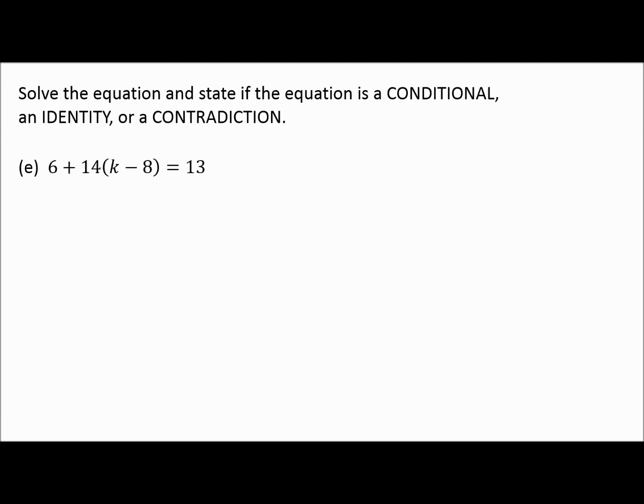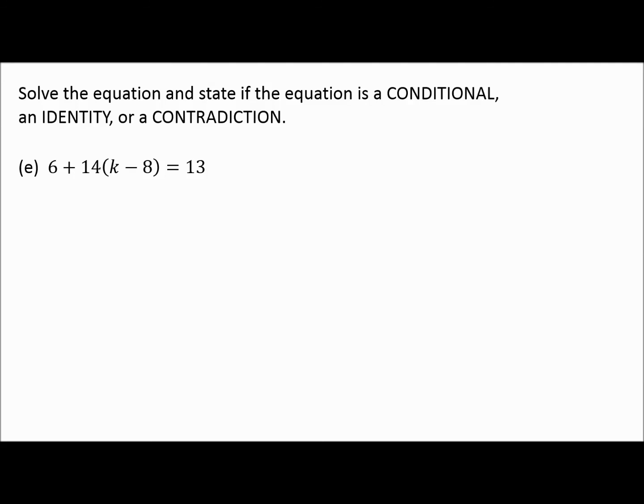Okay, I have one more. This is the last problem I want to do in this video. Same directions as throughout. We want to solve the equation, and when we're finished, we want to classify it as conditional, an identity, or a contradiction. And so the first step in solving any equation is to simplify each side completely first.